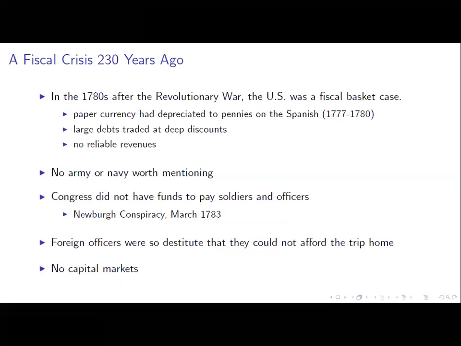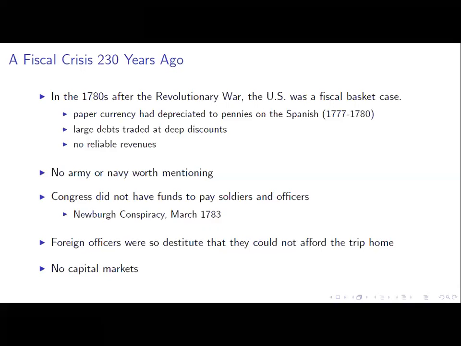The continental dollar has no reliable source of revenue. There's no Army or Navy worth mentioning at this point. There was never really a Navy. The Army has now disbanded. You no longer have the protection of the British Army and the British Navy. They've all packed up and left. And in particular, you no longer have the protection of the British Navy on the high seas to protect U.S. shipping.